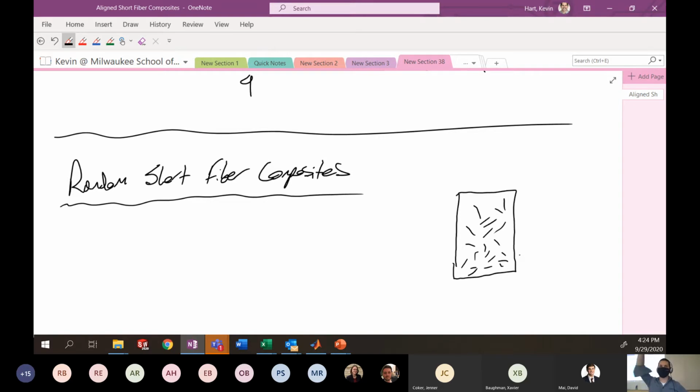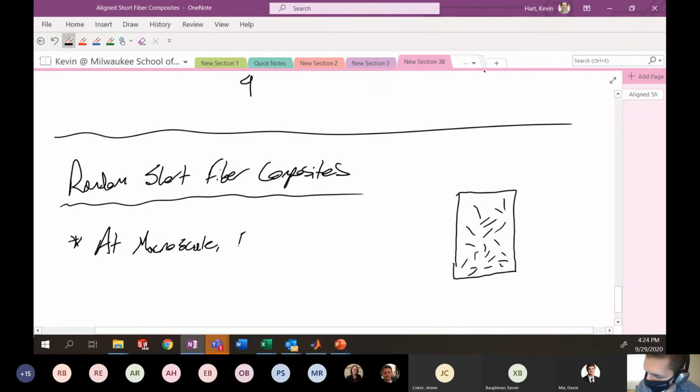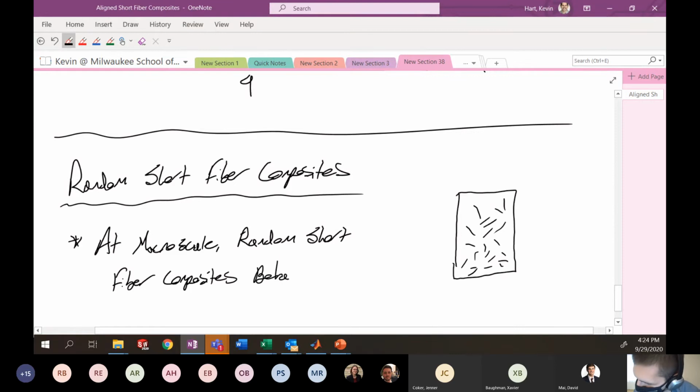Continuous fiber composites that have huge fibers running in one particular direction obviously have directionality. But a composite made of a bunch of chopped short fibers that are randomly oriented, on the macro scale, looks a lot like an isotropic material. So at macro scale, random short fiber composites behave like isotropic materials.